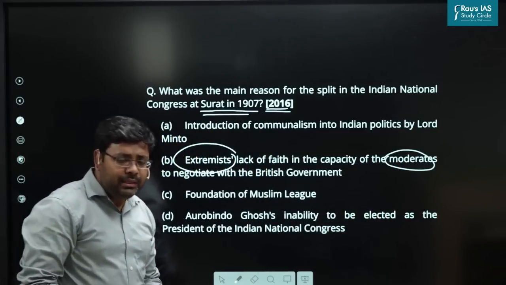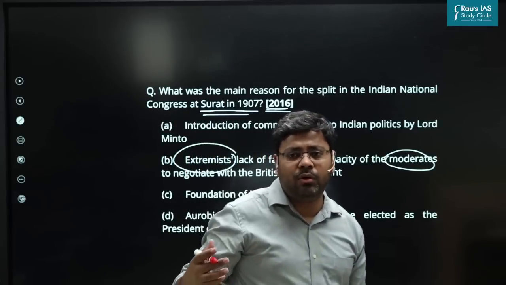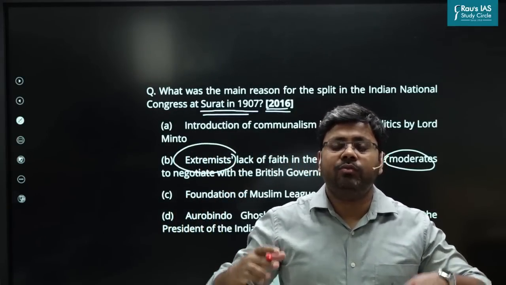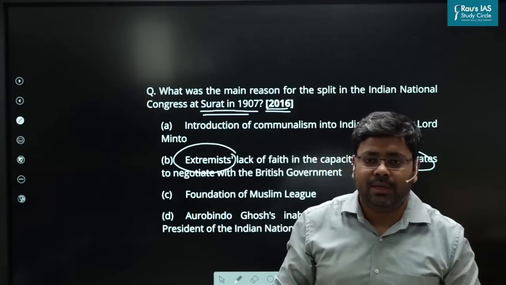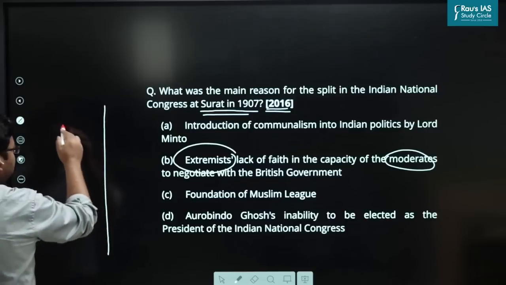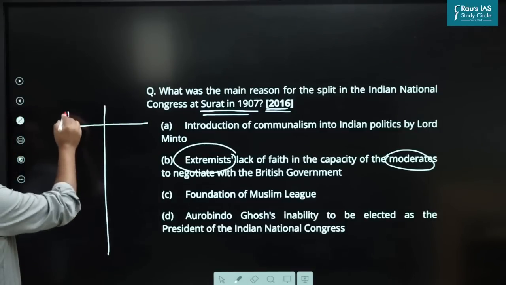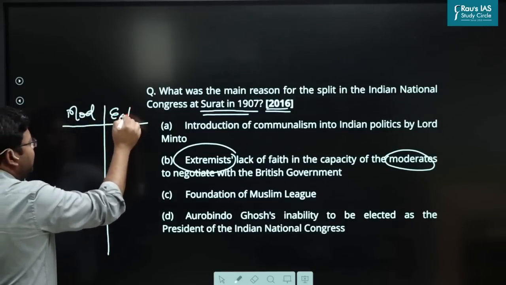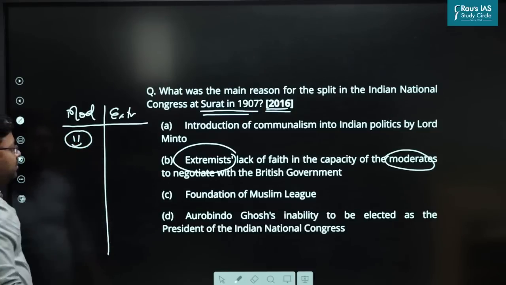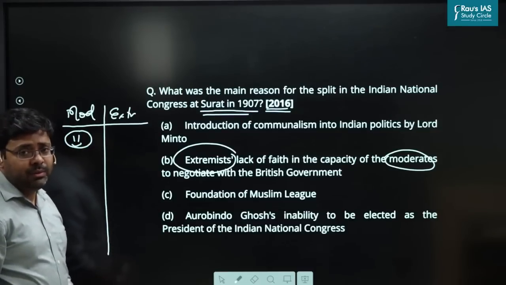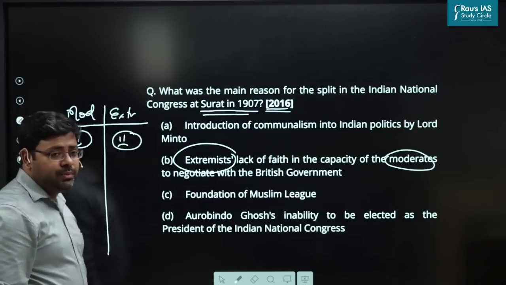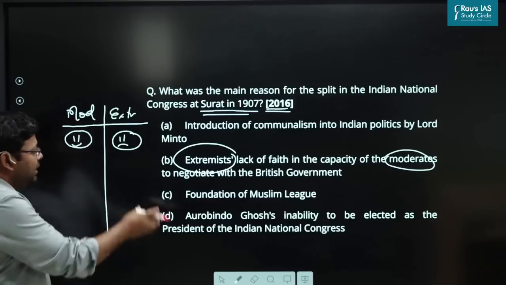Now, what happened in Surat was basically the outcome of an already growing controversy between the extremists and the moderates due to multiple ideological differences. First, let's try to understand it by differentiating between the moderate and the extremist ideology. The moderates believed that the British rule was good. So they believed in the benevolence of the British rule. The extremists never believed in the benevolence of the British rule and believed that the British rule was always exploitative.